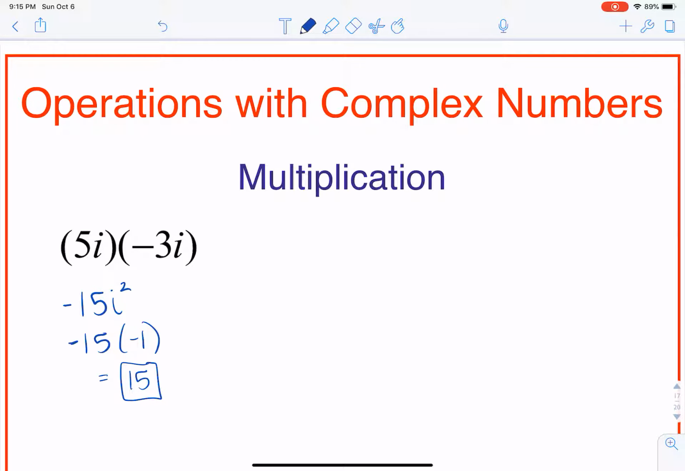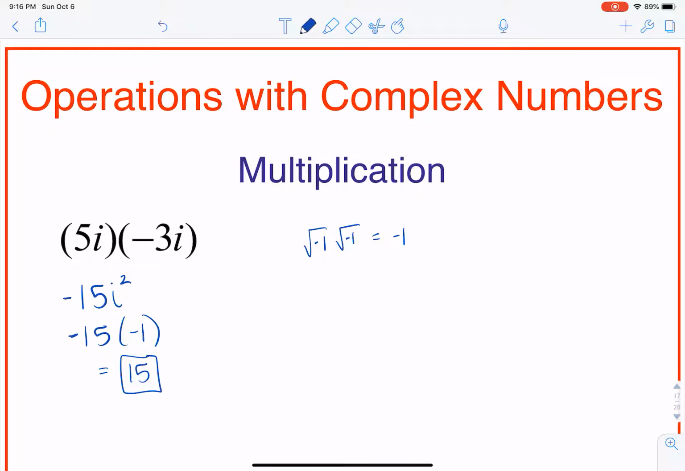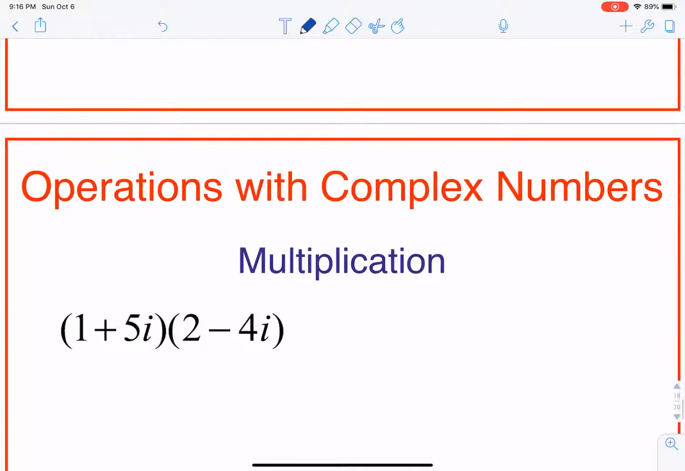So going back to i squared, this is really like the square root of negative 1 times the square root of negative 1, which is going to simplify to negative 1. So this is multiplication with complex numbers and imaginary numbers, which is actually really cool. So this piece simplifies just down to 15, which is neat.